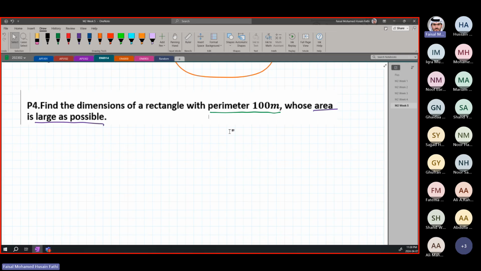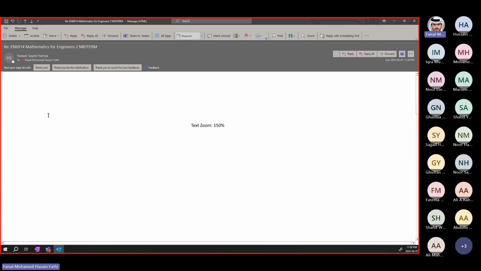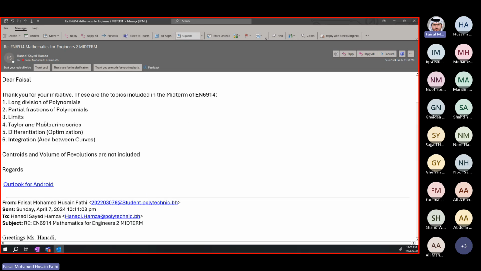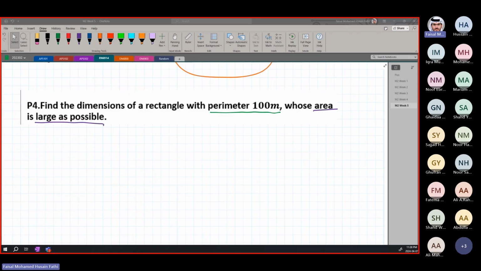إنزين. Just to be clear with you guys, before I continue this point, هنادي طرشت لي إيميل. Look, she says in a polynomial, long division of polynomials will be in the midterm. Limit or partial fractions are a part of the midterm. For week 1, I think they meant by يعني math 1 material is not going to be there. But limits, Taylor and Maclaurin series, differentiation, optimization, or integration area between curves, ومثل ما قلت centroids and volume of revolutions are not included. And then, I just wanted to clear this out as well very quickly before I continue.